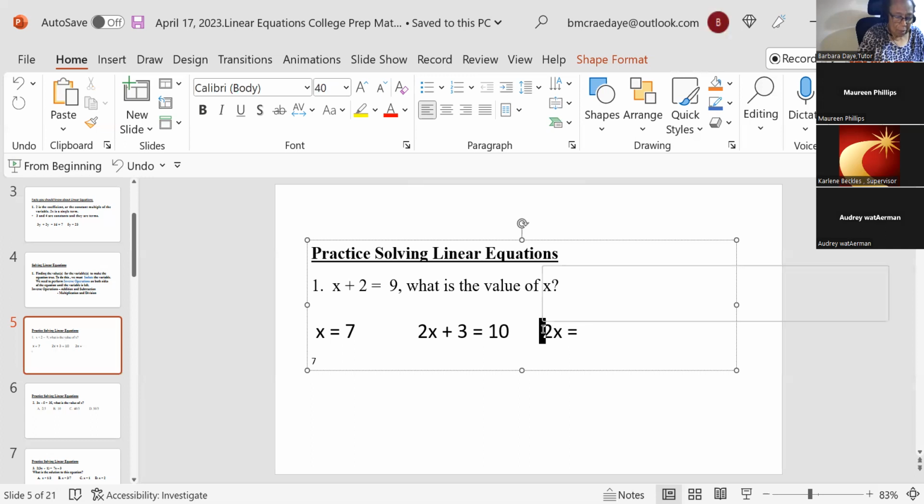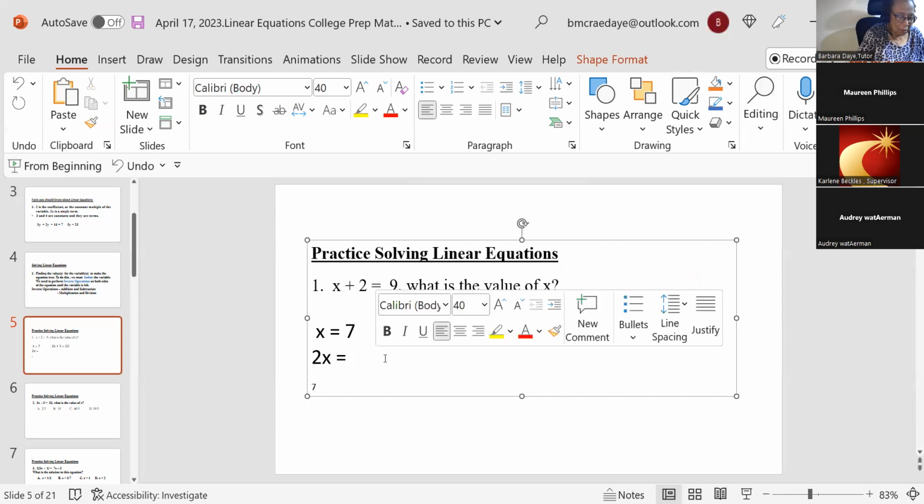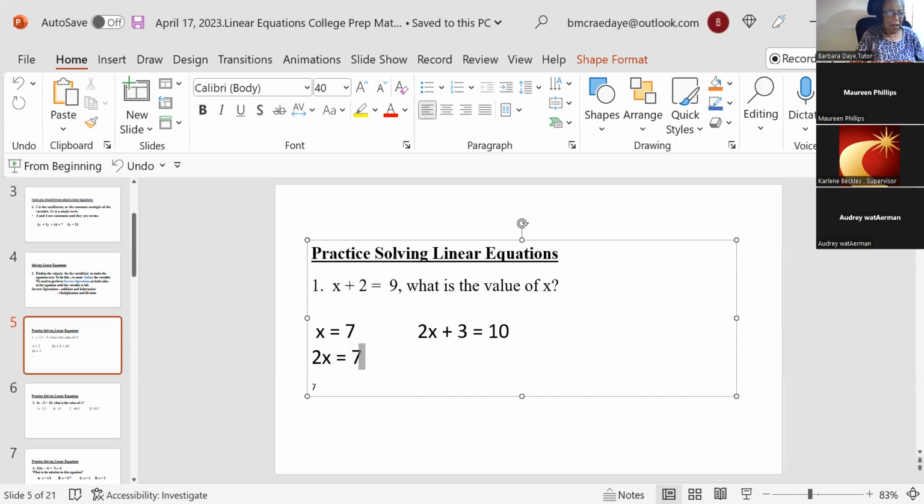Let's put that there. Now, you've got 2x equals 7, Maureen. How would you solve for x? Okay, divide. You subtract 7 from both sides? No. Audrey, you said it. What would you do, Audrey? You divide by 2. You divide.